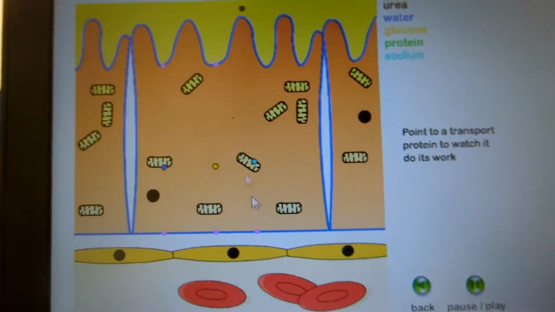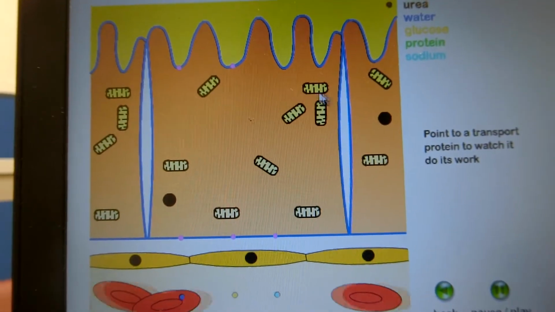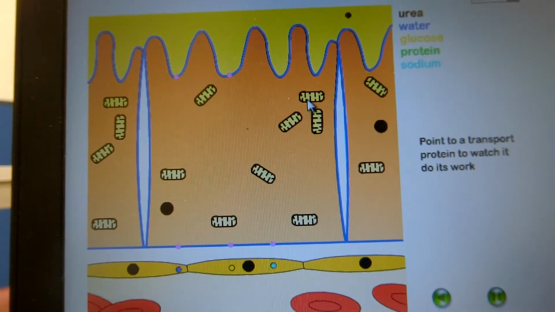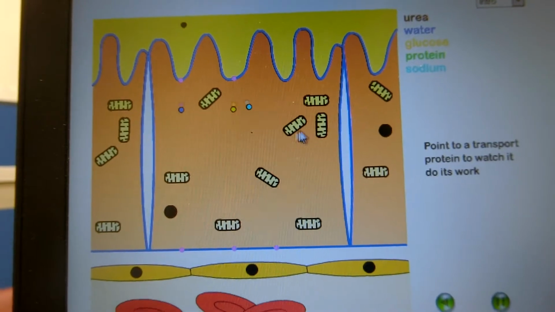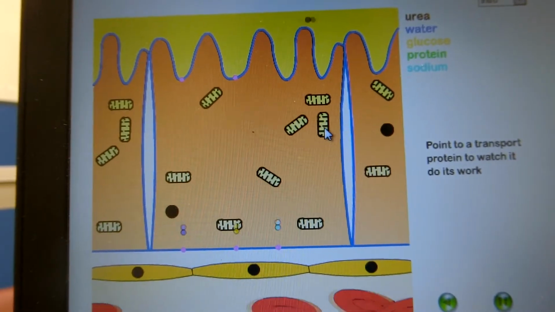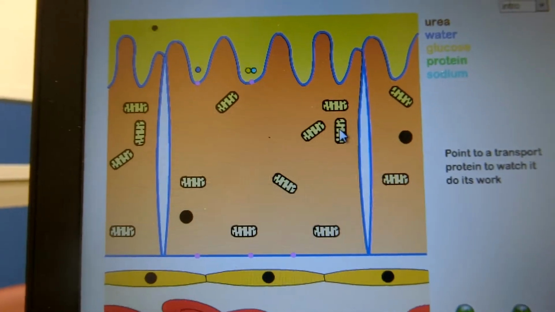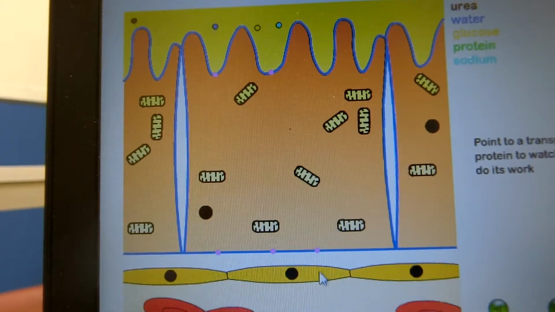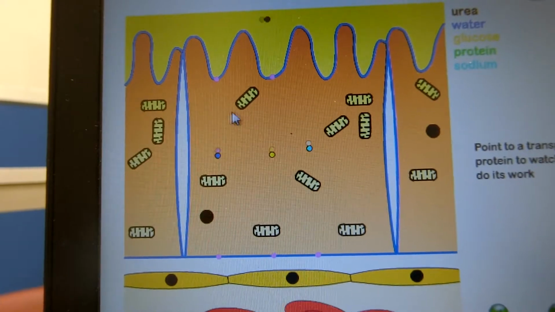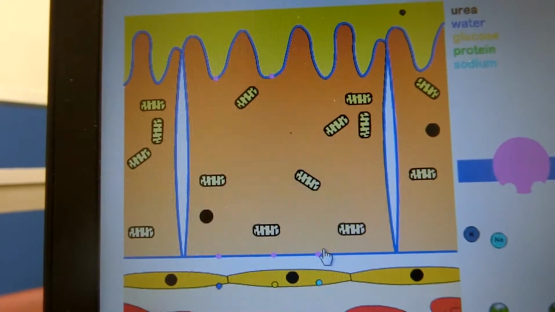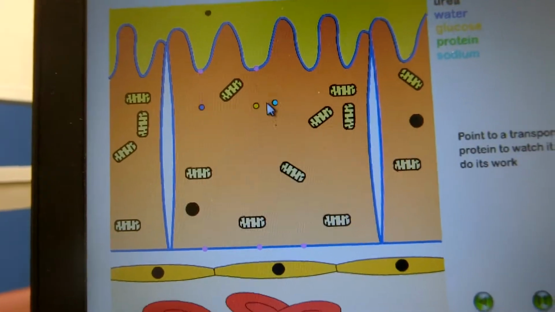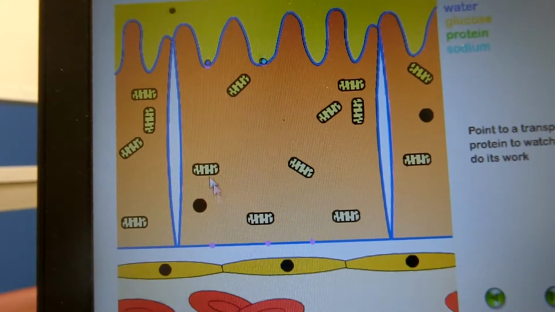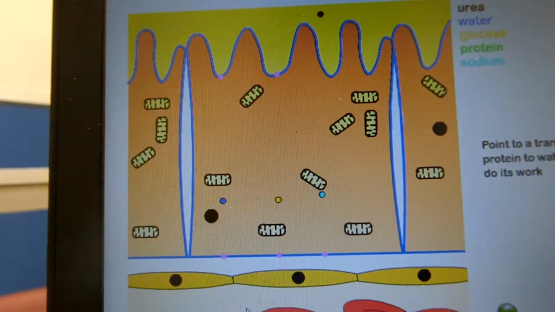Okay, so the process in which they are being reabsorbed will give you a clue. So what are these structures? These are actually your mitochondria. Mitochondria for what? To release a large amount of energy for active transport. So all these molecules, mainly your glucose and your sodium, are being actively transported back into your bloodstream. For water, it is via the process of osmosis.